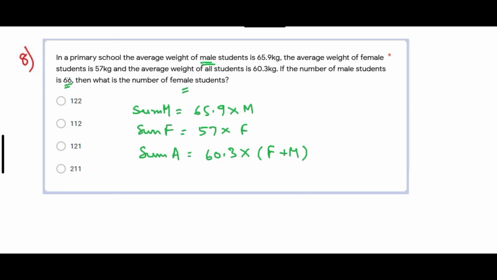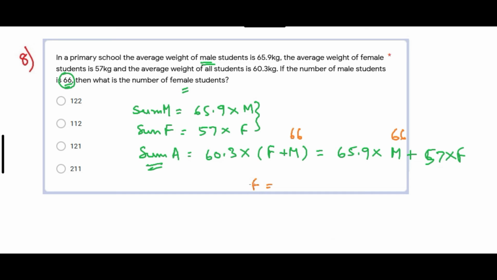If the number of male students is 66, so M has been given as 66, then what is the number of female students? So M is 66. This part is given. I can replace the sum of all students with these two, so that it will be 65.9 into male plus 57 into female. As we know, the male students number has been given as 66. So one equation, only one variable, you can easily solve it.